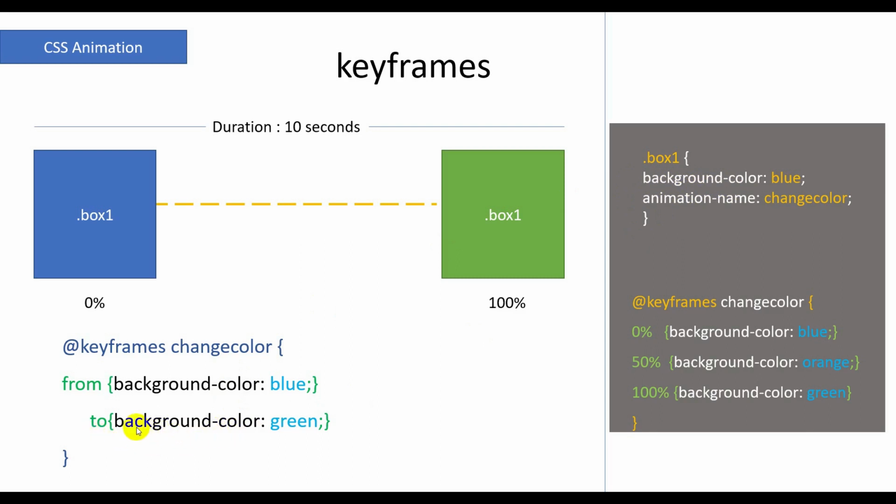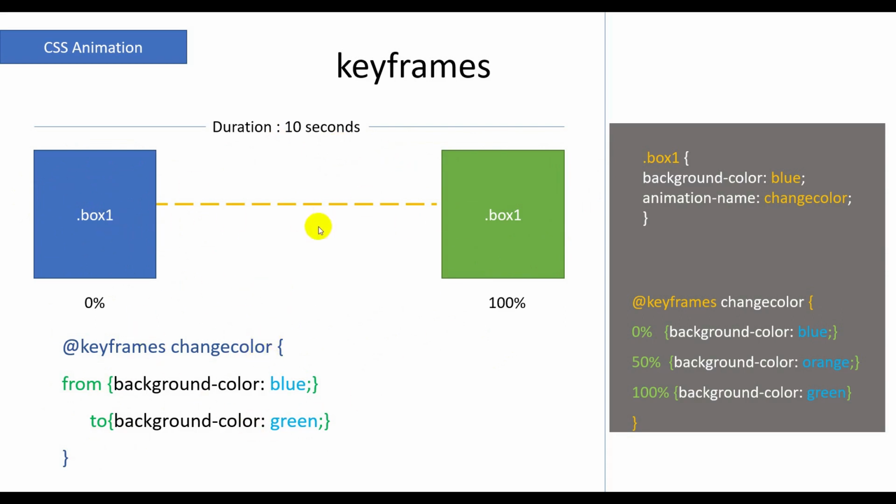But here to means what should be the state at the end. So here the background color is set to green. So this is something that we have to add. So for a simple scenario like this where we are just changing for once the property and the value, we can simply use from and to. And it will be for a duration of 10 seconds just like we have mentioned. If we reduce or increase the duration, it's going to be for that particular duration.